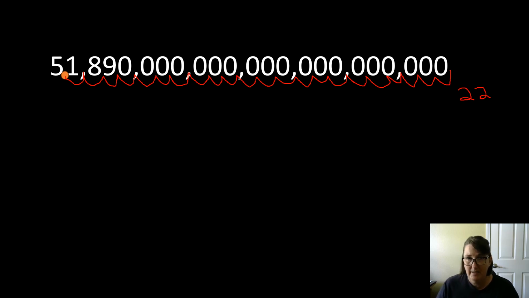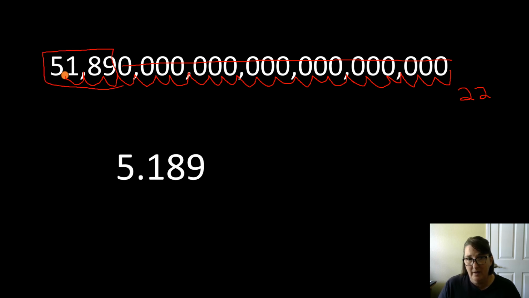Now that I know how many times I need to move my decimal point, I have to drop all my zeros. All my zeros are going to go away and I rewrite this number: 5.189, and then I add times 10, and this number right here is my exponent. This is how many times I had to move my decimal point, and that number goes up above the 10 as an exponent. So my scientific notation for this one is 5.189 times 10 to the 22nd.